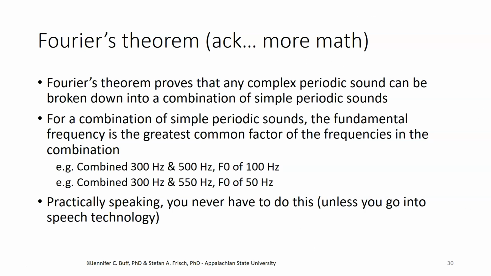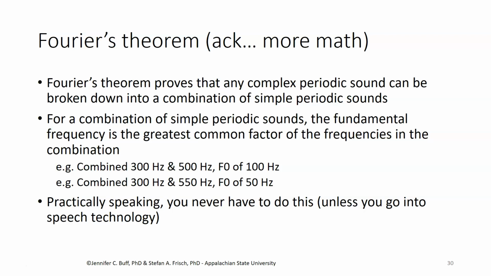The way a spectrum figures out what these frequency components are uses something called Fourier's theorem, which comes from mathematics. It's basically a mathematical proof that you can take any complex periodic sound and break it down into a combination of simple periodic sounds, much like you can take light and break it down into different colors using a prism.